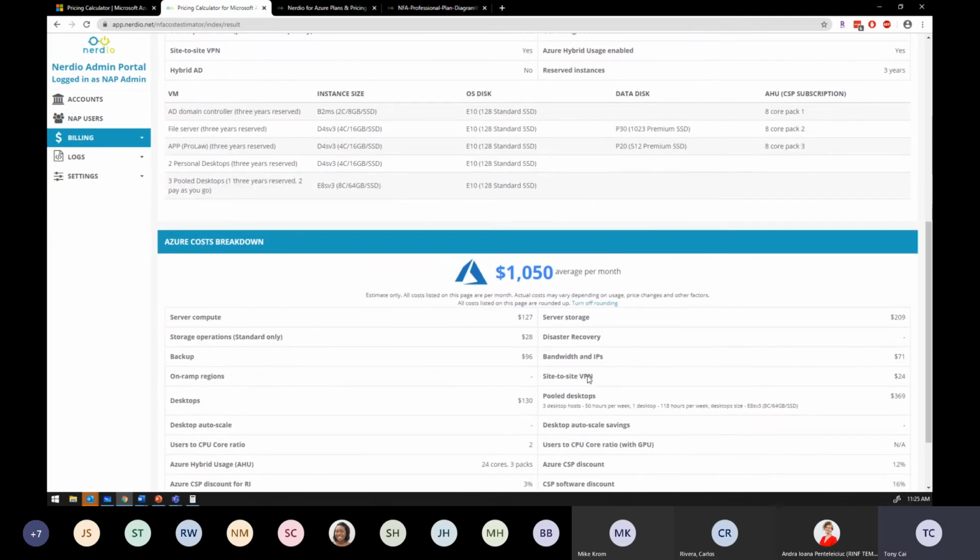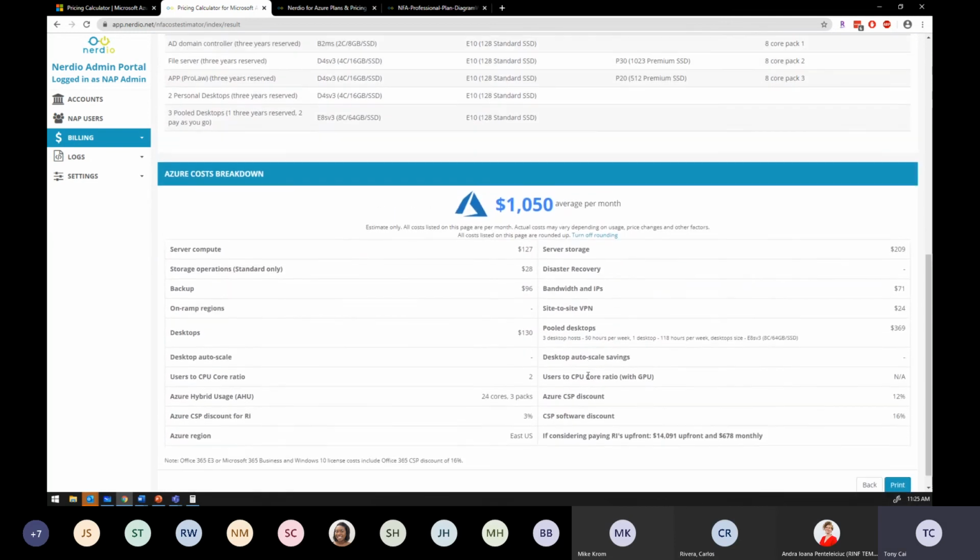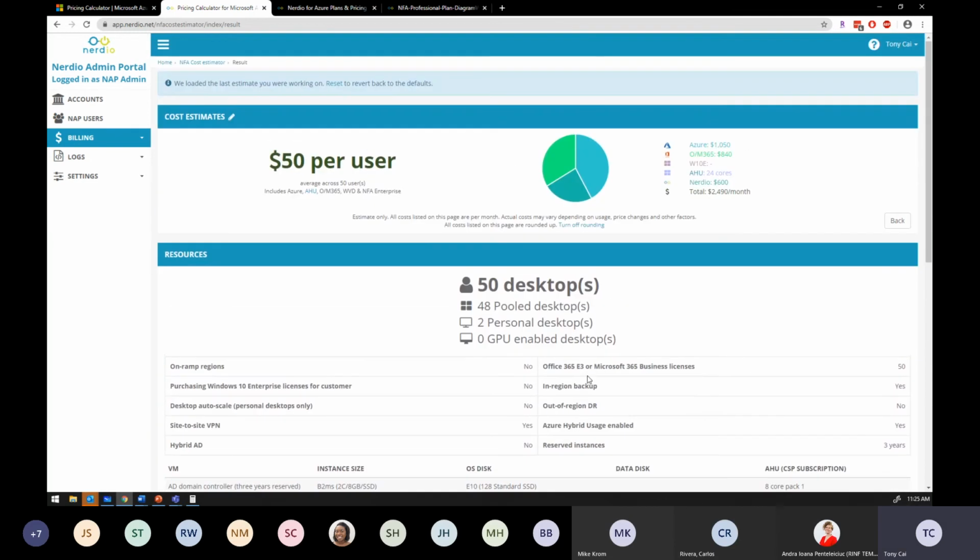So that's really what I wanted to show you today, right? This tool is going to help you calculate the cost of running workloads in Azure with ease and with confidence. So with that, I'll bring it back to Andrea for any questions that might have come up.